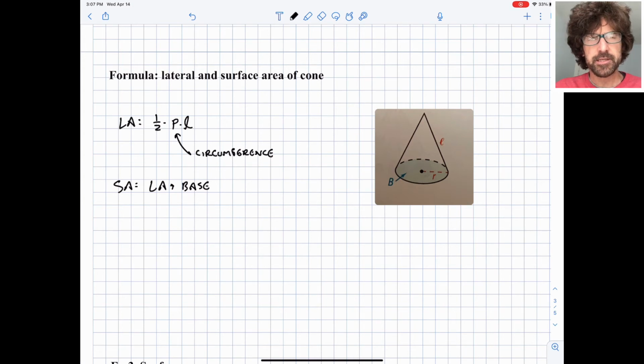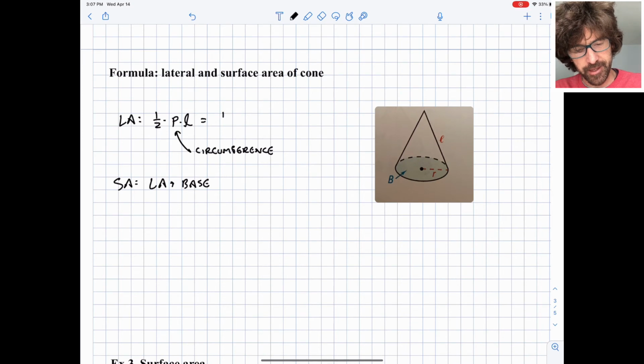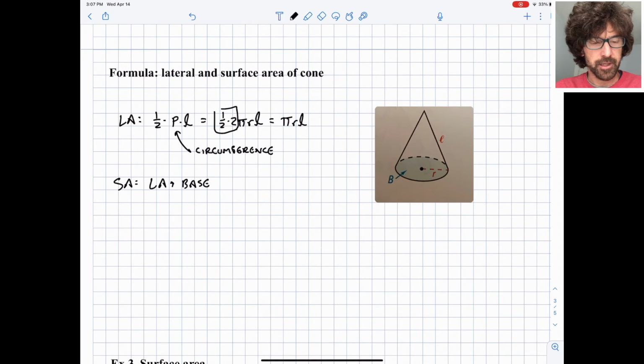And we could simplify that a little bit more, but that would then give you two formulas that you sort of need to memorize. I'll show you that here, but I don't feel like you should have to simplify it. Basically what I'm showing you is that the 1/2 and the 2 cancel out, so we get pi r L. But what I commit to memory is 1/2 times the circumference times L, because it applies to the pyramid as well.